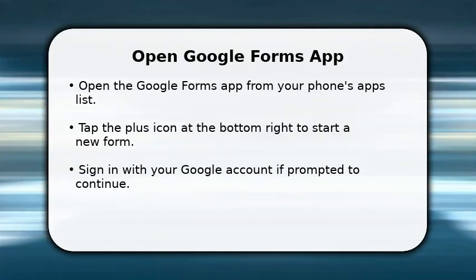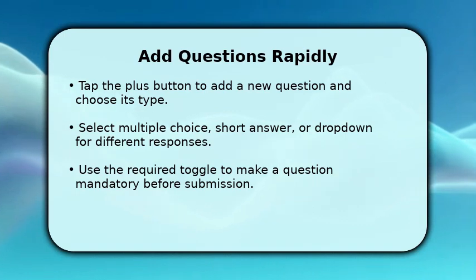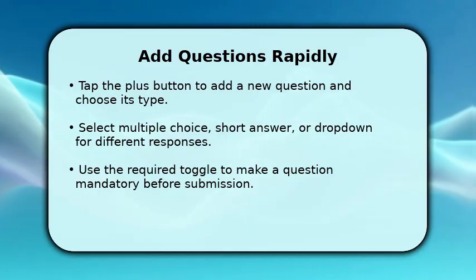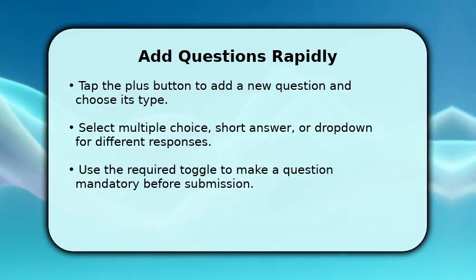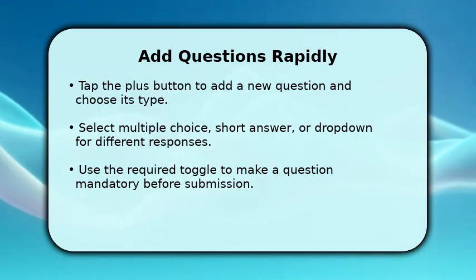Tap the plus button to add a new question and choose its type. Select multiple choice, short answer, or drop down for different responses. For dates and times, choose the date or time question type directly. Use the required toggle to make a question mandatory before submission.